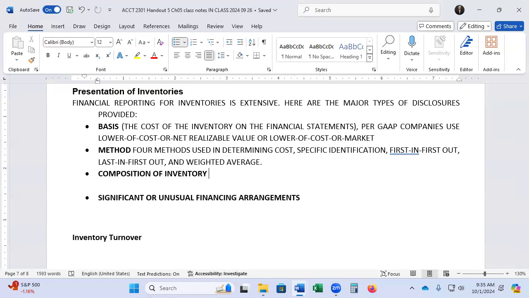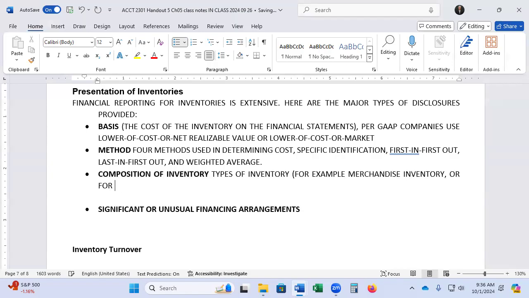So for the composition of inventory, basically when they want to know the types of inventory, for example, merchandise, or for a manufacturer, raw materials, work in process, and finished goods.